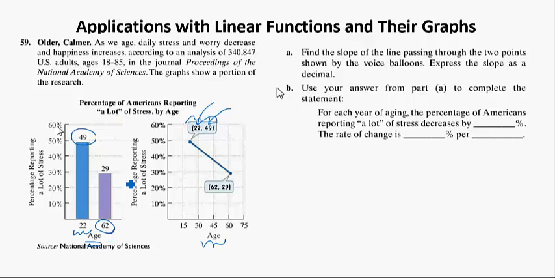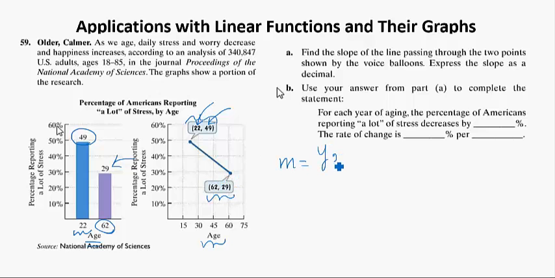Now, by the time you're 62, hopefully it goes down, and so this is saying that at the age of 62, so we found 62 here on our line graph and plotted 29%, and that's how we get this ordered pair. So the question says to find the slope of the line passing through the 2 points shown by the voice balloons. Express the slope as a decimal. So to find the slope, since we're given 2 points, it might be a little bit complicated to try to do this visually and count the vertical change and the horizontal change.